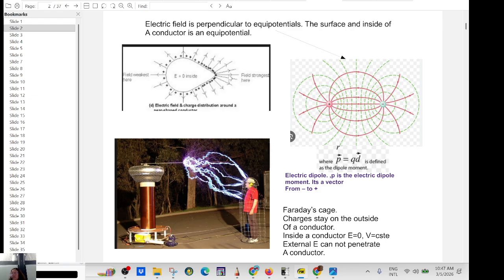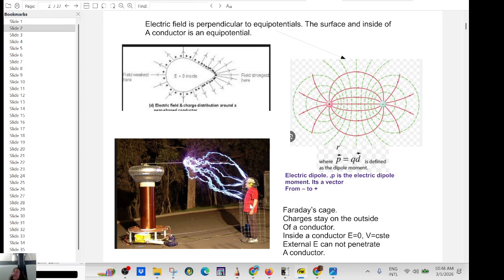Okay? Electric field is the slope of the equipotential. The electric field is always perpendicular. So in red, you have the electric field of a dipole. And in green, these are the equipotentials. So the electric field is always perpendicular to the equipotential, and it's going to show you which direction a positive charge should follow to go down the potential as fast as possible. Okay, so that's a definition of a dipole moment.